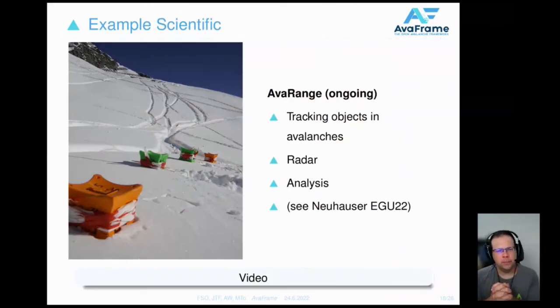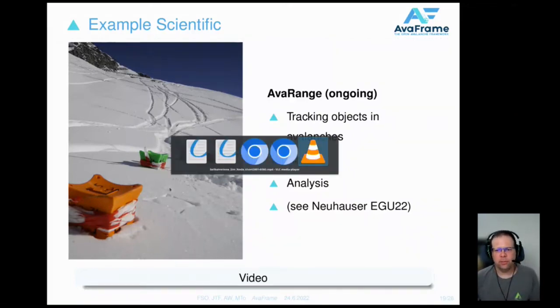Then another example, still very applied scientific, is Avalanche. So Avalanche is also done up on the Notkette, in which these Ava nodes are being dropped into the release area. Then avalanches are artificially triggered, and these nodes are being tracked via radar and via satellite. And then you try to analyze this and see what's happening. So here's another video about this.